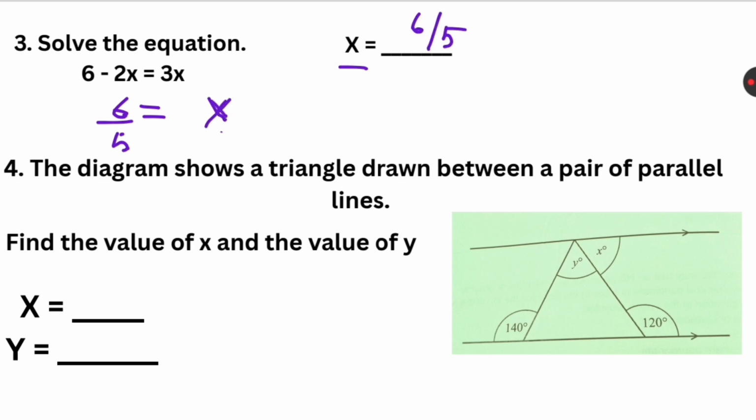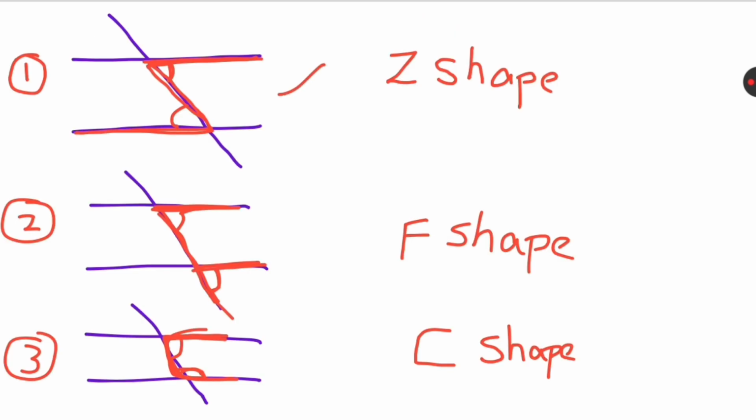The diagram shows a triangle drawn between a pair of parallel lines. Find the value of x and y. Here is x and here is y. What they have given is a pair of parallel lines. Whenever they give a pair of parallel lines, immediately you have to remember three points. The first one is alternate angles are equal, the second is corresponding angles are equal, and the third is co-interior angles add up to 180.